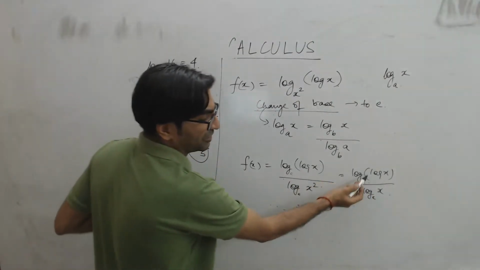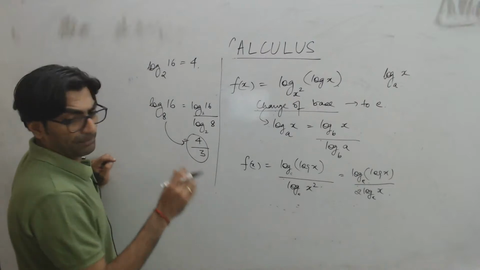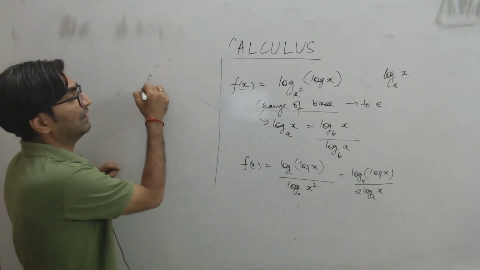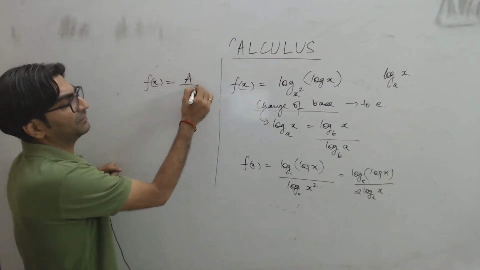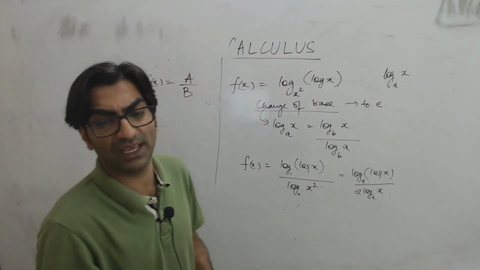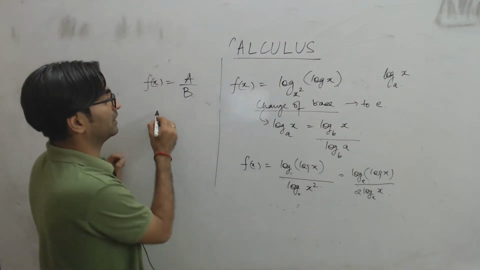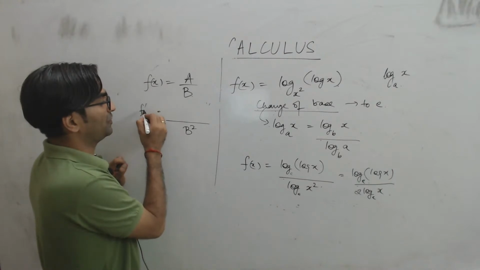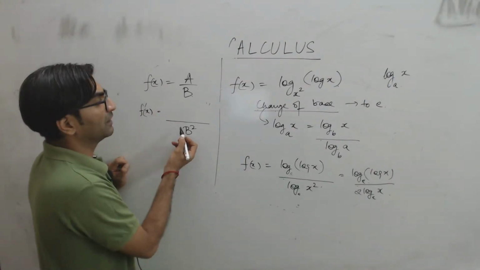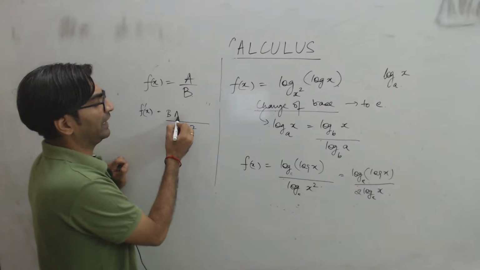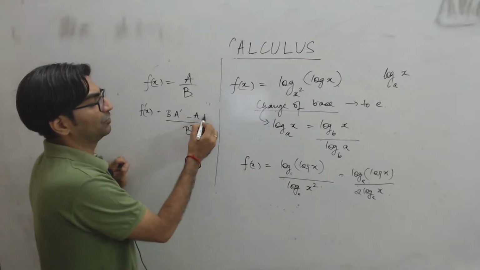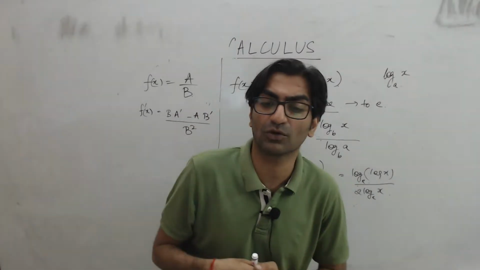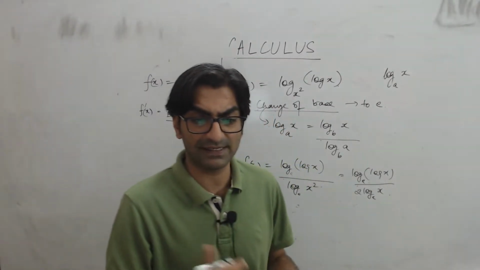If you have a function f of x equal to a by b, when you're trying to differentiate a function which itself has a function a in the numerator and a function b in the denominator, then what do you do? You square b, the denominator, and then you do b into a dash minus a into b dash. Absolutely, this is the quotient rule. So here in this case, I'm going to use the quotient rule.